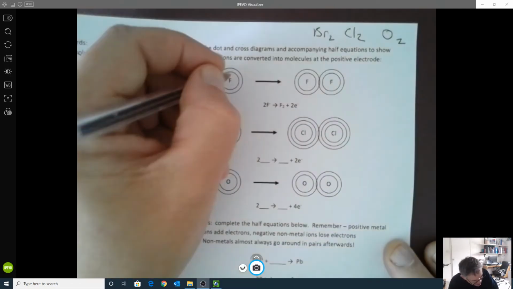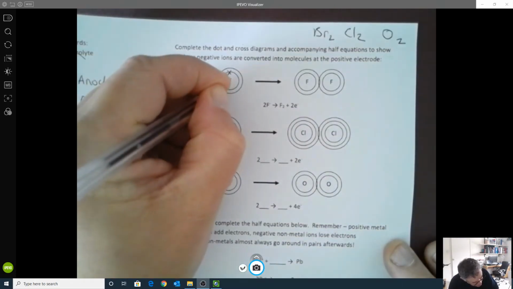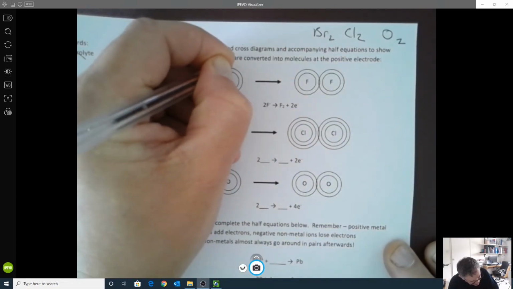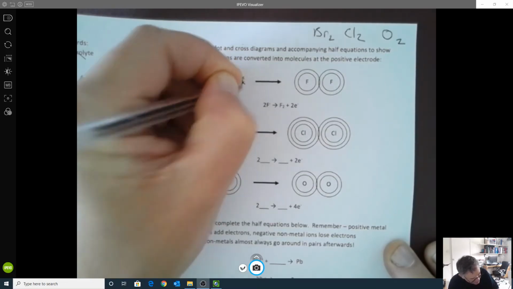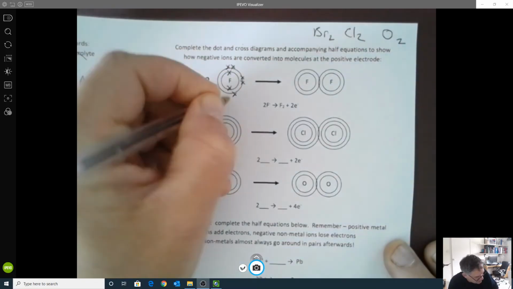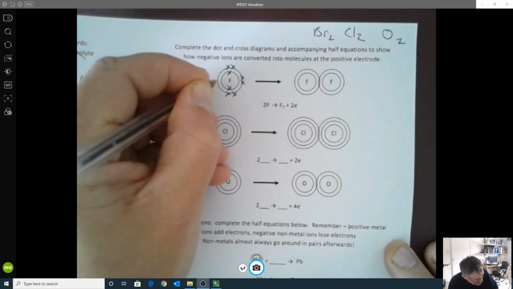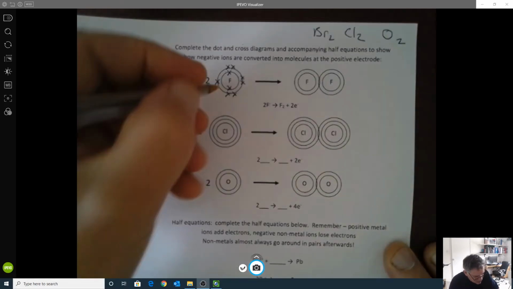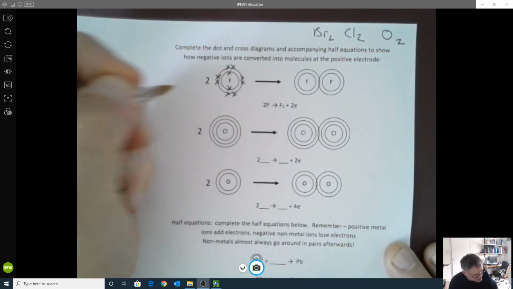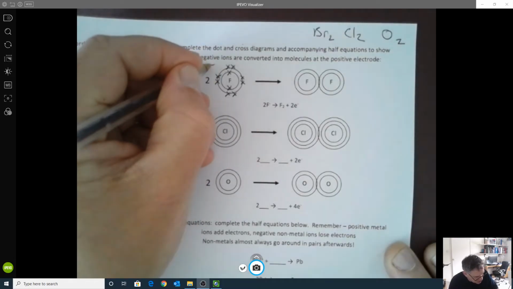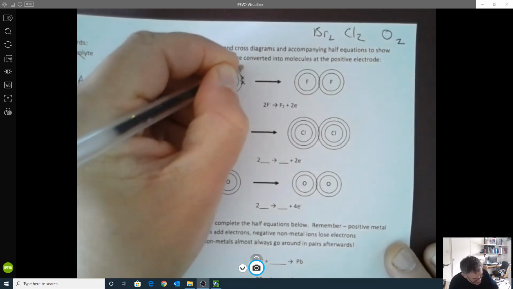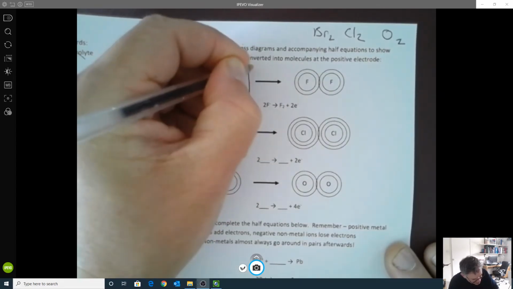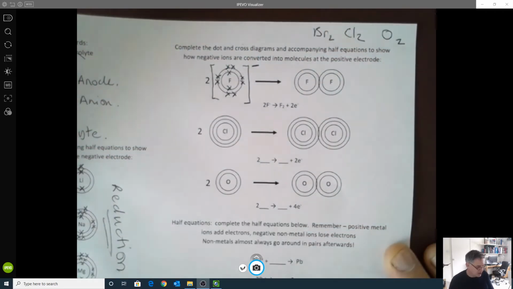So it's got 2 and then 7. 1, 2, 3, 4, 5, 6, 7. That's fluorine. Now fluorine gains an electron. There's my electron that it's gained, and it becomes a fluoride ion with a 1 minus charge. Okay, that's my fluoride ion.